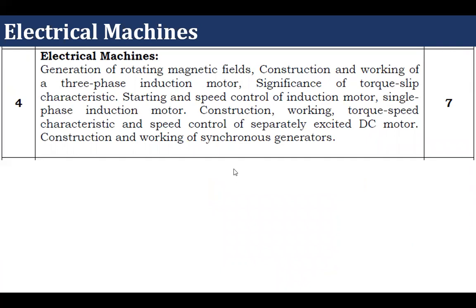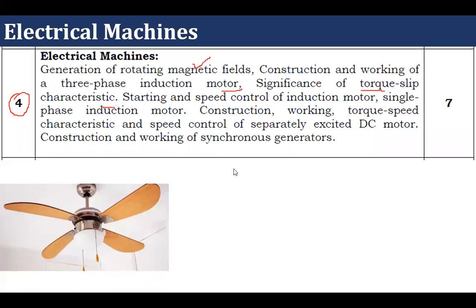The fourth unit is electrical machines. We have to understand how rotating magnetic fields are generated in a three-phase induction motor. We have to understand construction and working of it. Then after we have to go through torque slip characteristic, very basic things we have to study in it. Then after we have to know the different ways by which we can control the speed of induction motor.